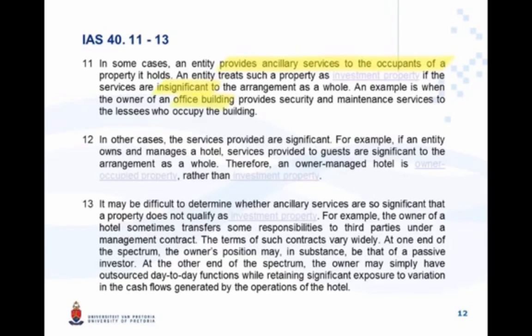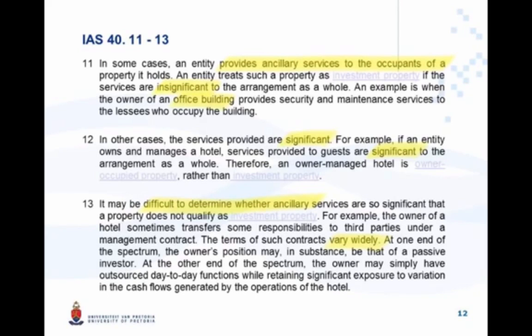In other cases, the services provided are significant. For example, if an entity owns and manages a hotel, services provided to guests are significant to the arrangement as a whole. Therefore, an owner-managed hotel is owner-occupied property rather than investment property. It may be difficult to determine whether these ancillary or additional services are so significant that a property does not qualify as investment property. For example, the owner of a hotel sometimes transfers some responsibility to third parties under a management contract. The terms of such contracts vary widely.